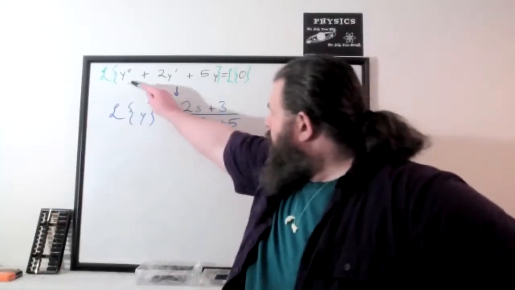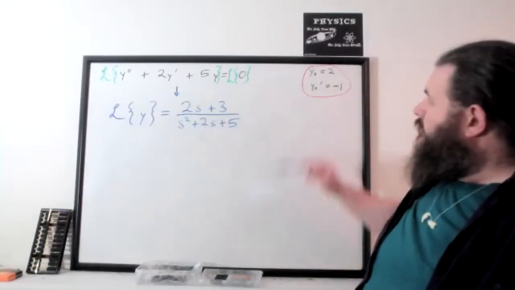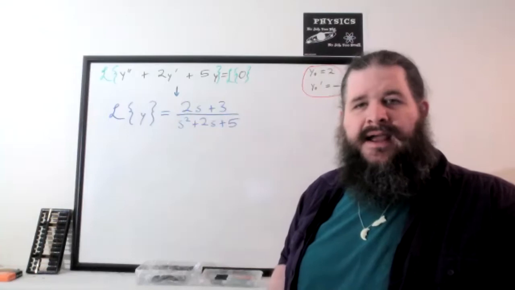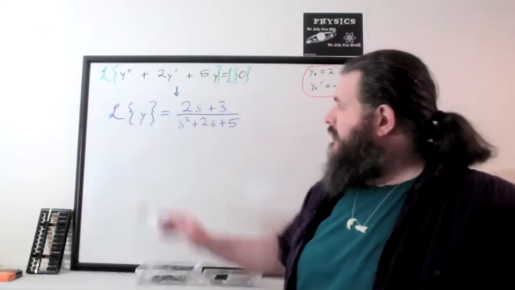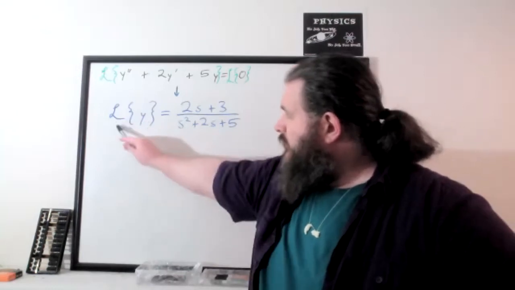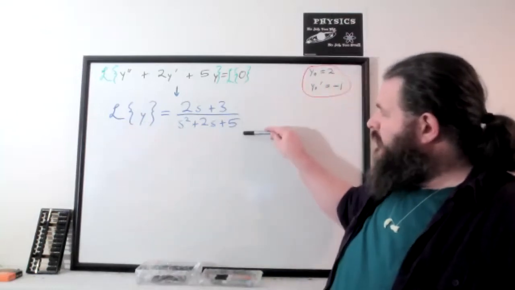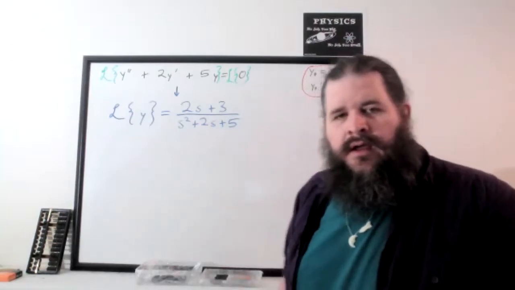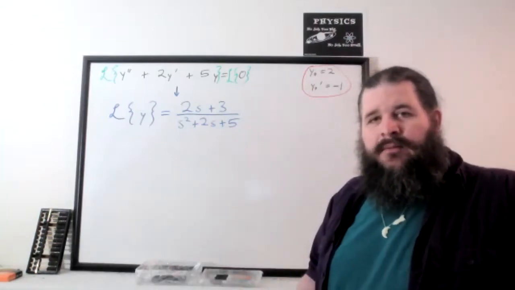All right, so from this original differential equation with initial values, we took the Laplace transform on both sides, simplified, made some substitutions, and isolated the Laplace transform of y. We don't know what y is, but we know its Laplace transform is this function, (2s + 3)/(s² + 2s + 5). So we want to split that up into some useful format.